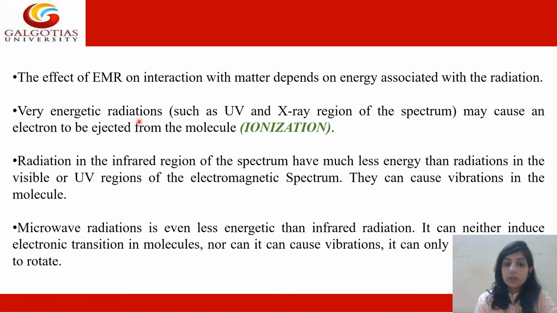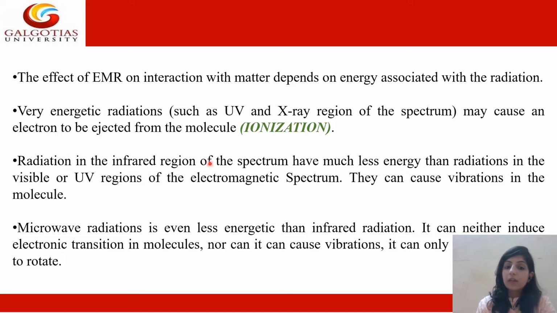So very energetic radiation, like gamma rays, UV rays and the X-ray region of the spectrum, may cause an electron to eject from the molecule. As we know, gamma radiation, UV radiation and X-ray radiation have very short wavelengths and are highly energetic. So as this radiation falls over our sample, what will happen? They can cause the ejection of an electron. So we can say that they can cause ionization. They work at the ionic level.